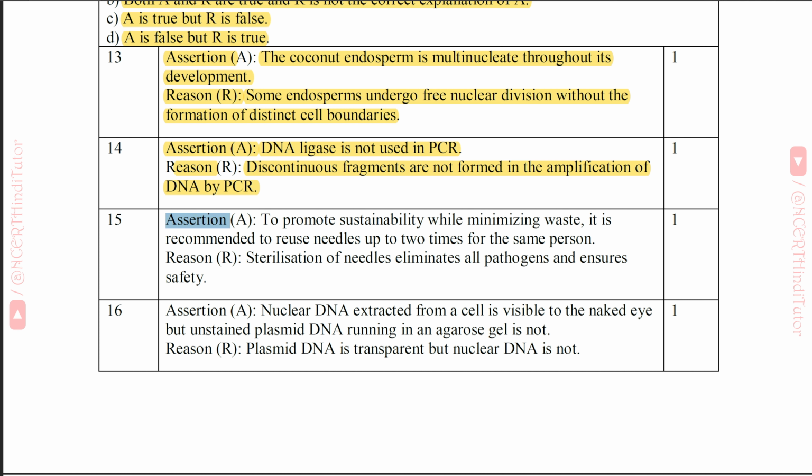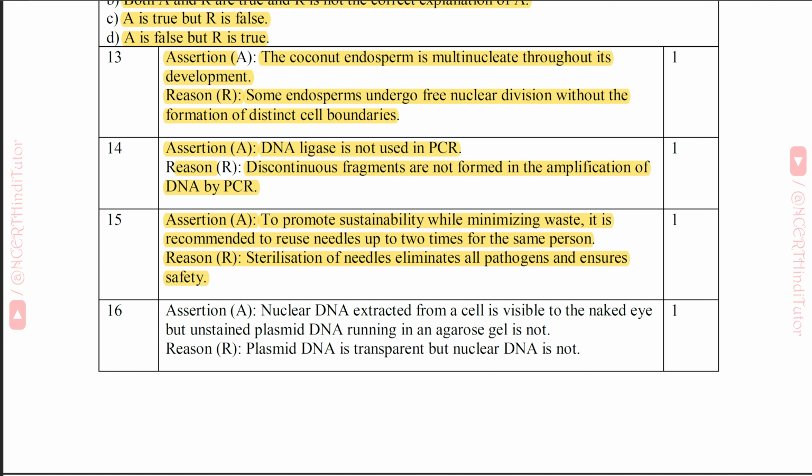Question 15. Assertion A. To promote sustainability while minimizing waste, it is recommended to reuse needles up to 2 times for the same person. Reason R. Sterilization of needles eliminates all pathogens and ensures safety. Answer D. A is false but R is true.